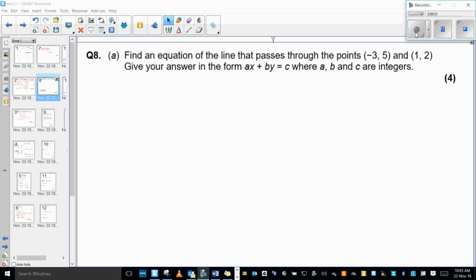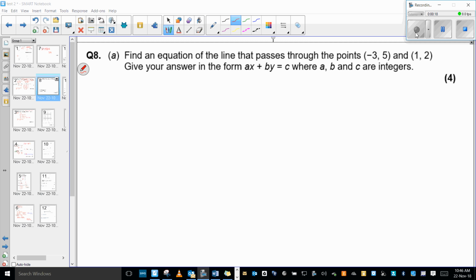So find an equation of a line that passes through its points from there. Give your answer in the form ax plus by equals c. This caused a lot of issues for many people, the final part at least. The first part should not have.